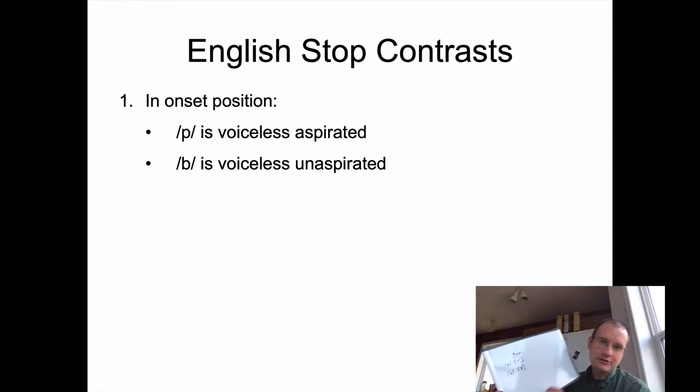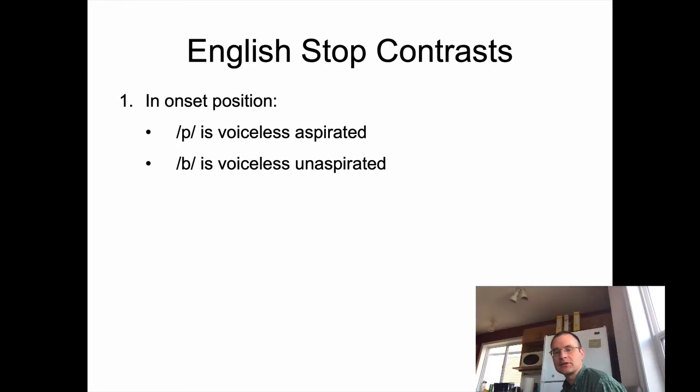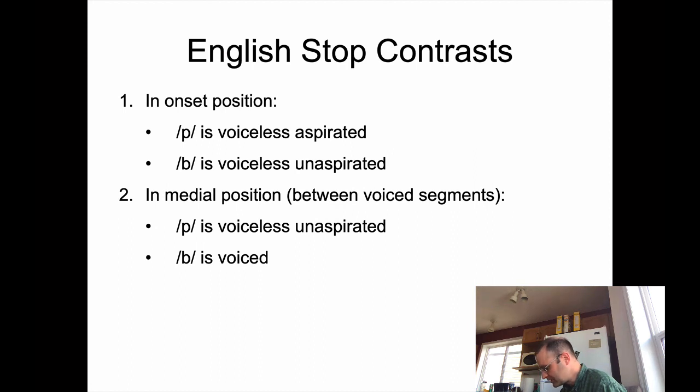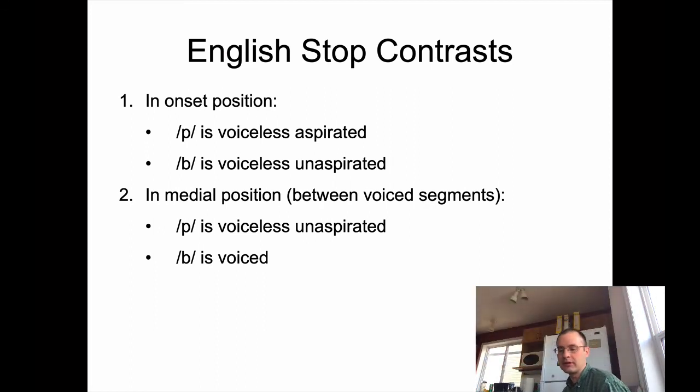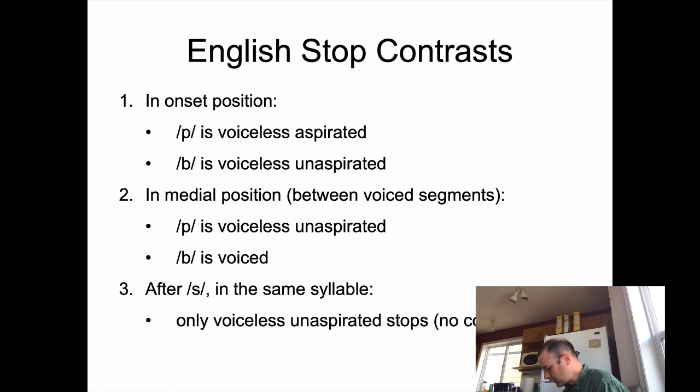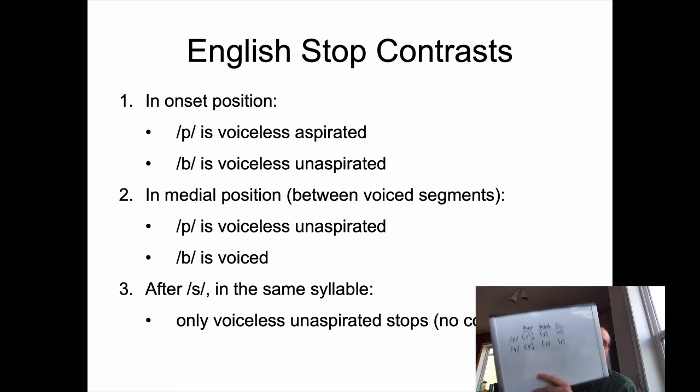You don't normally get true voicing for that B in onset position. However, when it's in medial position, in the middle of a word, then you do get true voicing for that B. You do get the canonical forms you'd expect. So there's no aspiration for the P, but there is voicing for the B. So they look exactly like they are written out in phoneme form. And then the funny part of this is that after an S you get no contrast at all. There's no way to distinguish between a P and a B in that environment. And so what you get there is neither the voiced one nor the aspirated one. You get the voiceless unaspirated stop.